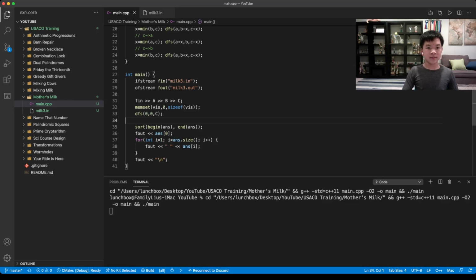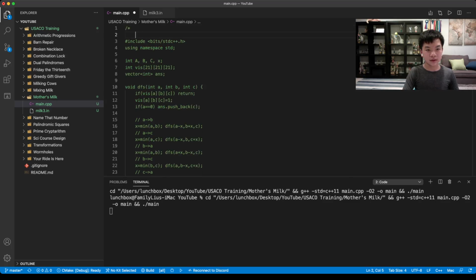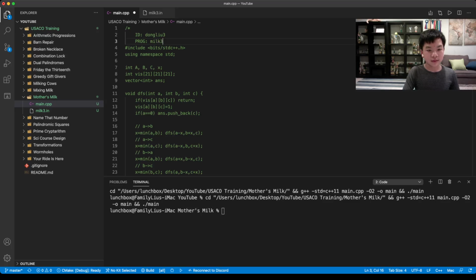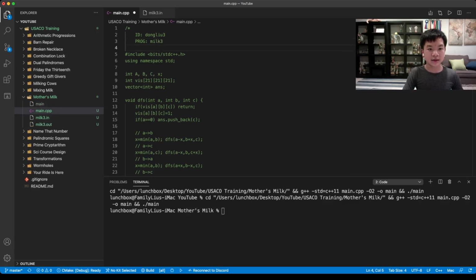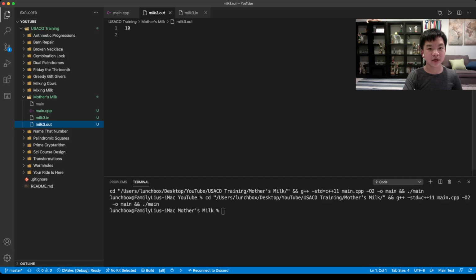Okay, I'm just going to write my login information. So my ID is download3. Problem is milk3. Okay, and then the language is C++11. So let's look at this. So it's tens, which is not correct. So now we can debug this.